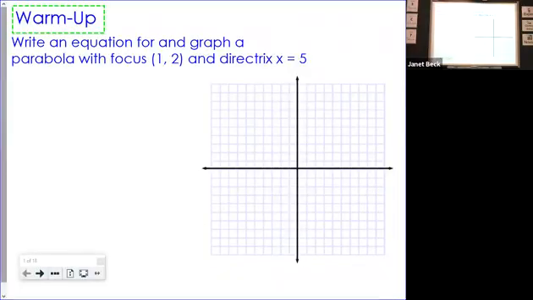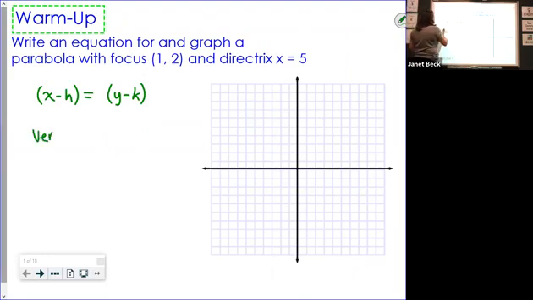Okay, so you're going to write an equation for a parabola with focus (1, 2) and directrix at x equals 5. For a parabola, for any of our conic sections, we're always going to have an x minus h and a y minus k. You're going to see that set up in any of the conic sections. For a parabola, we're going to put an equals between them. So on this question, our vertex, when we find it, is going to give us our h, k, our reference point.